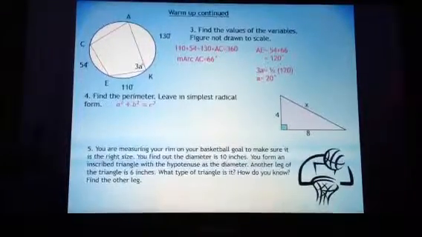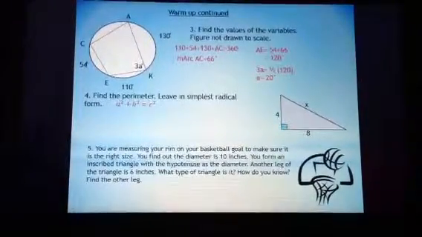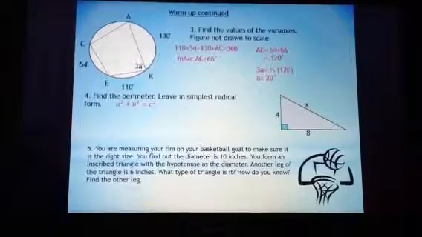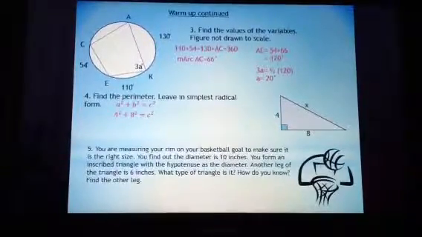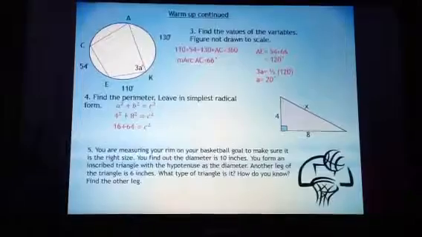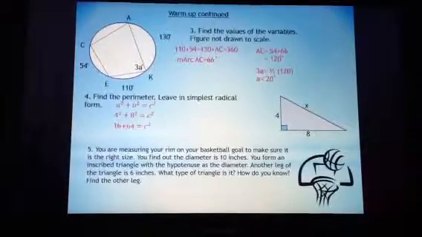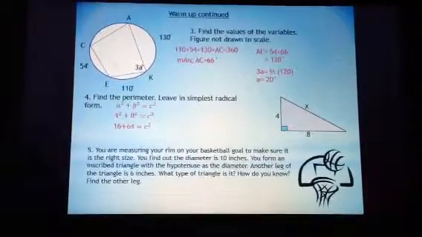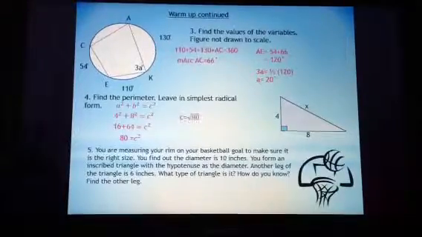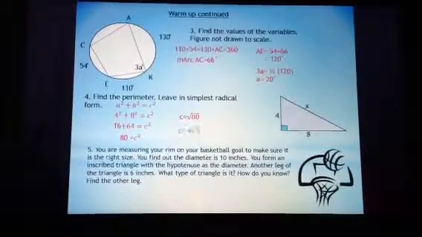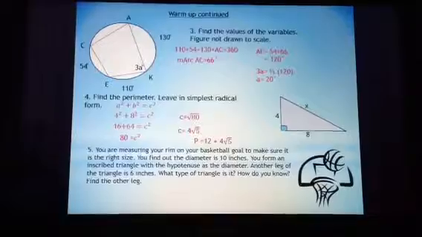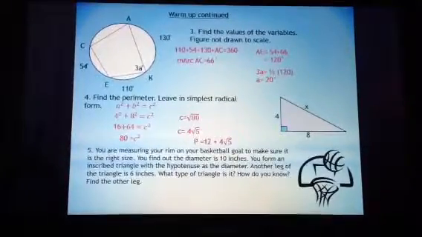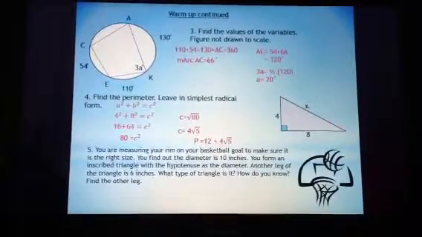To begin this problem, you just use the Pythagorean theorem. So you do 4 squared plus 8 squared equals x squared because x is the hypotenuse. Then 4 squared is 16 and 8 squared is 64. 16 plus 64 is 80. So you have the square root of 80, which is 4 radical 5. Then you have 8 plus 4 radical 5 to get your perimeter, which simplifies down to 12 plus 4 radical 5.